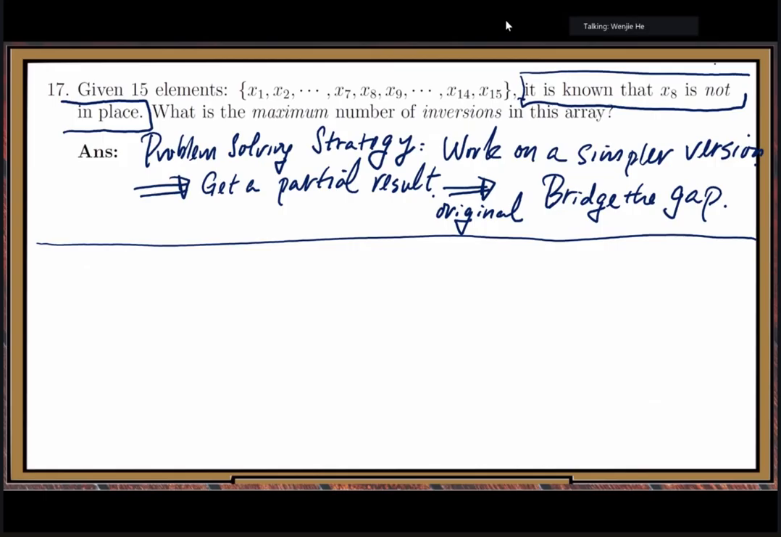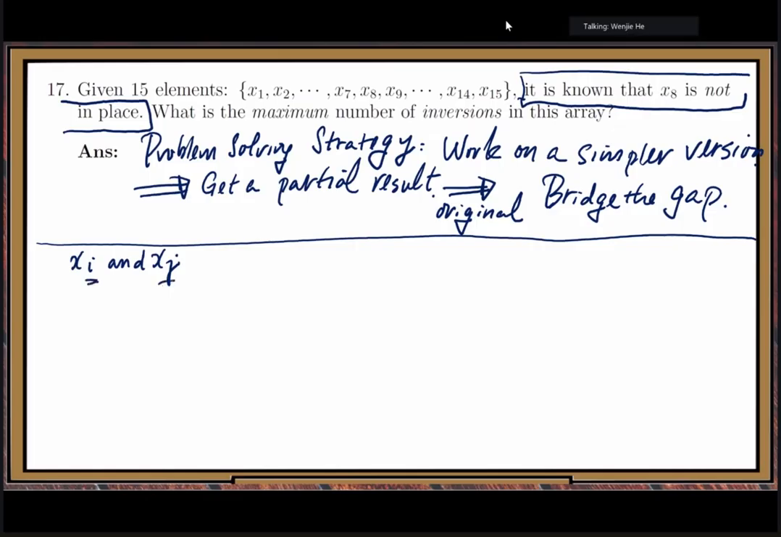So the direction of the subscripts is opposite of the direction of the values. For example, here let's look at xi and xj.